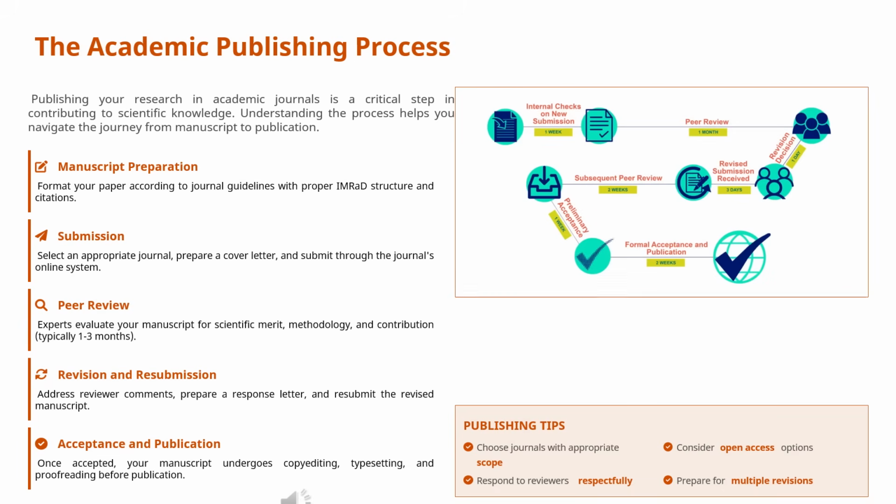So now let's look at the academic publishing processes. So I said earlier, aside the oral presentation and the poster presentation, the academic publishing process is one of the ways to publish your research in academic journal, and is a critical step in contributing to scientific knowledge. And it typically involves 5 steps.